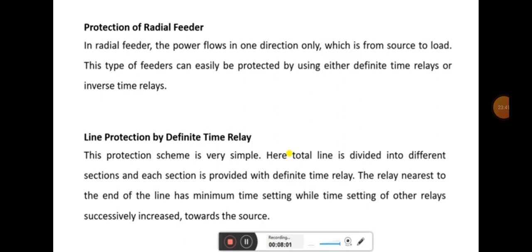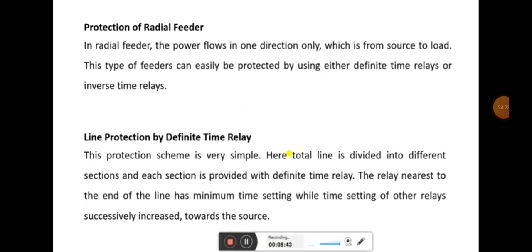So, line protection by definite time relay. If you want to protect the distribution or transmission lines by definite time relay, what is this scheme? We will discuss it here. This protection scheme is very simple. The total line is divided into different sections and each section is provided with a definite time relay. The relay nearest to the end of the line has a minimum time setting, while the time settings of the other relays are successively increased towards the source.